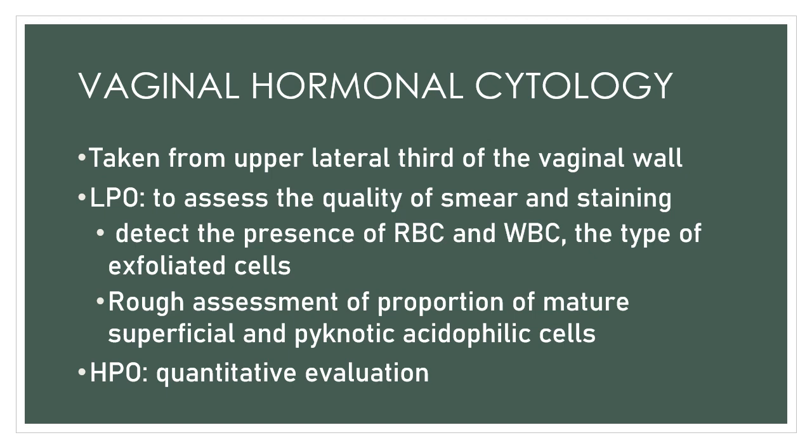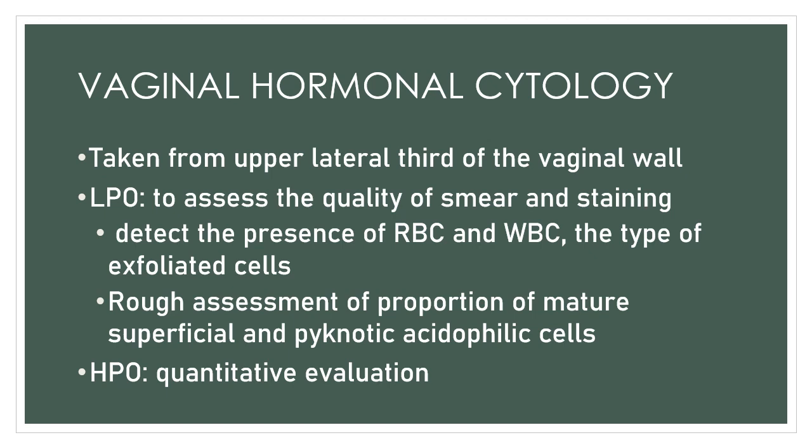Anyways, you have your vaginal hormonal cytology. The sample is actually taken from the upper lateral third of the vaginal wall. But actually, vaginal hormonal cytology is not usually used nowadays. Anyways, let's talk about this. Vaginal smears prepared for such a purpose are best taken from the upper lateral third of the vaginal wall. The lateral vaginal wall.